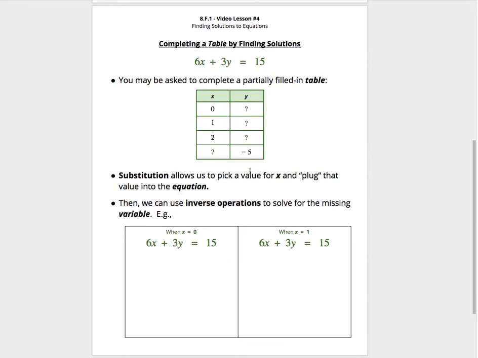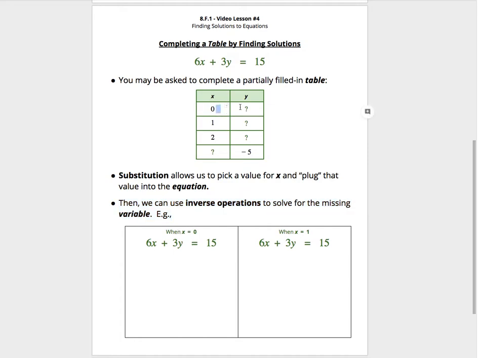Let's look at how we could complete a table for this equation by finding solutions. Sometimes we're going to be asked to complete a partially filled in table where they've already picked some values for x and y, and they want you to find the appropriate value to make a solution. In this case, substitution will allow us to pick the values for x that are in the table and plug those values into the equation. Then, after substituting, we're going to use inverse operations, or the reverse operations, to solve for the missing variable, or to get the y all by itself.